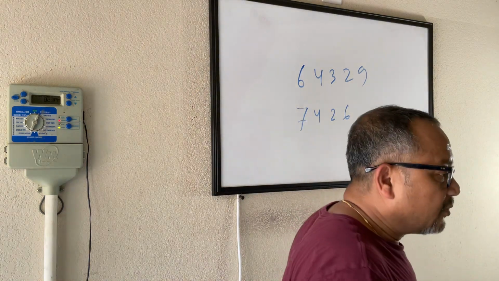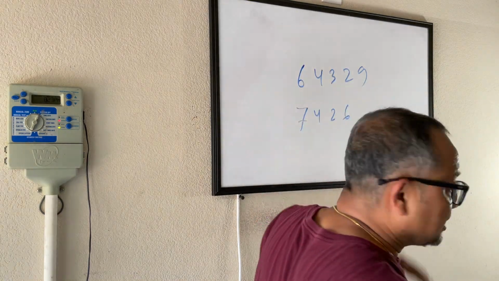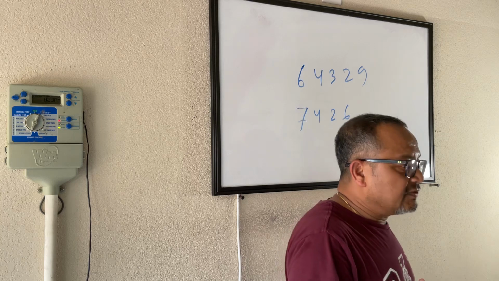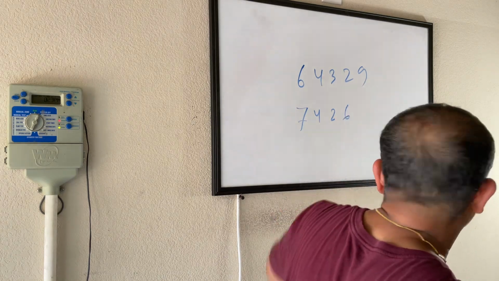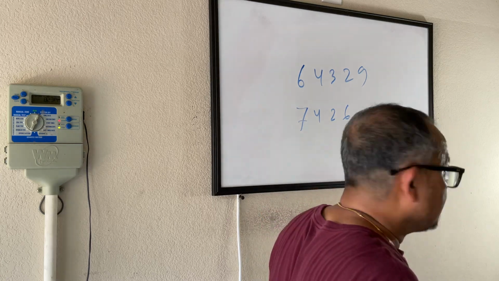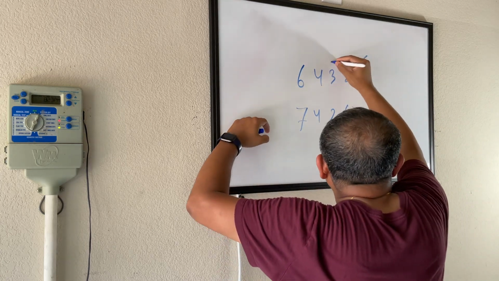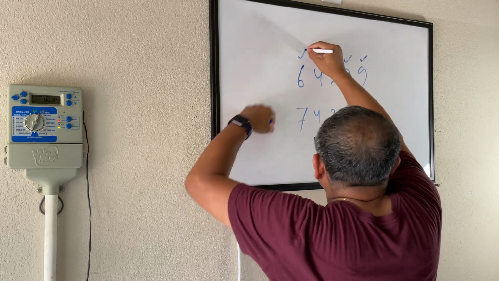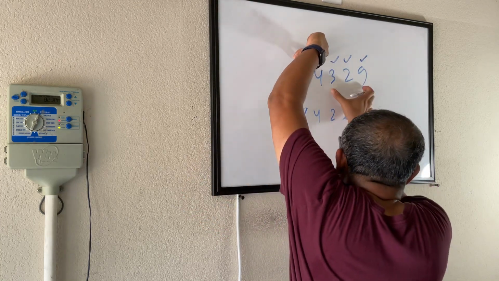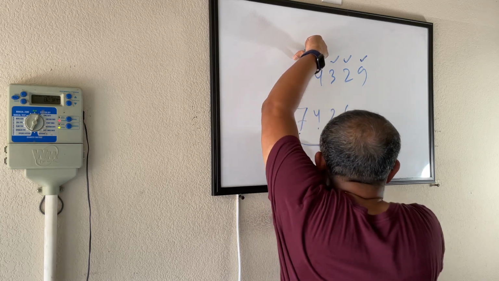So one thing that I learned from you guys is, if you have to compare any two numbers, you will always compare the number of digits. This has 5 digits, this has 4 digits. What does 5 digits mean? Unit, 10, 100, 1000, 10,000. So this is 64,329. This is 7,426. By no means can this one be bigger than this.